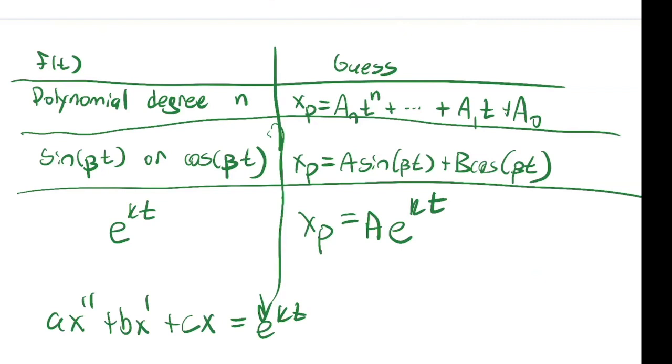And so again, the idea here is just use your intuition. Whatever the forcing function looks like, we're going to guess something that looks just like it. And you just want to be careful in the case for the trig that you need to include both the sine and the cosine to keep things as general as possible.